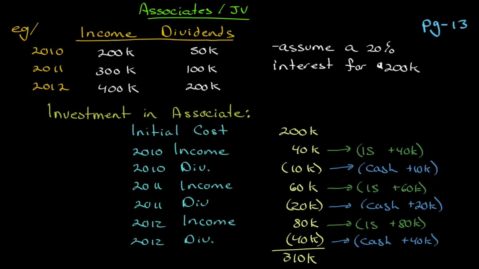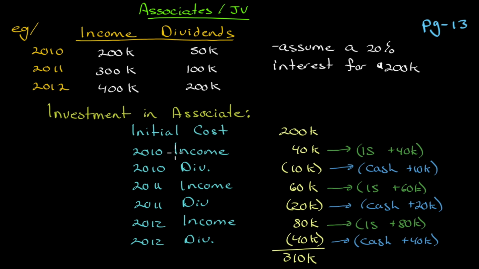Okay, let's follow an example through several years, and we'll follow the evolution of the investment in associate account here. Let's get our scenario down. Our income and our dividends look like this for 2010, 11, and 12. And let's assume that we have a 20% interest for $200,000. So we'll have an initial cost of $200,000 to open up our new asset account.